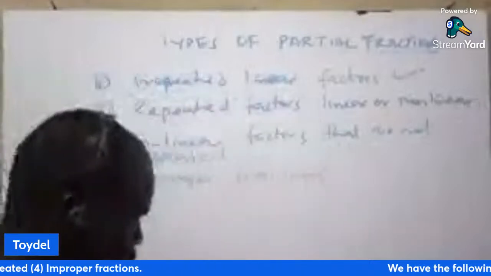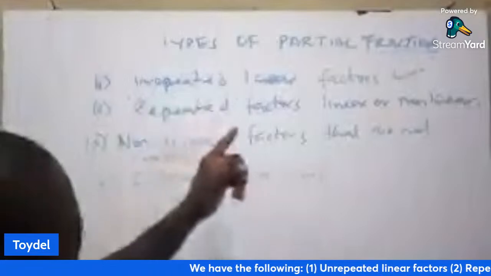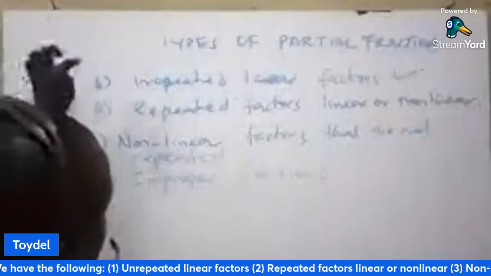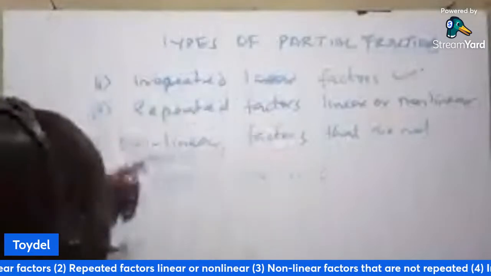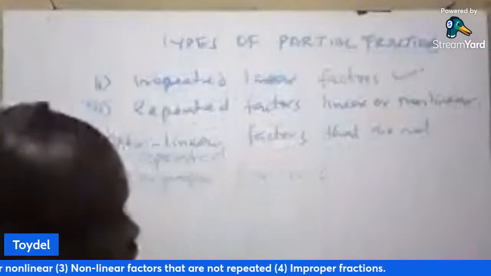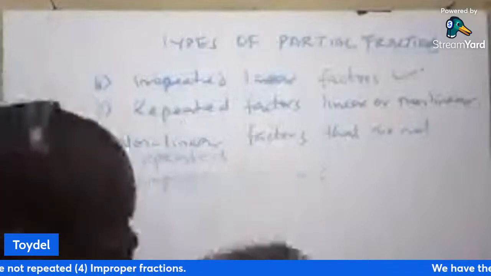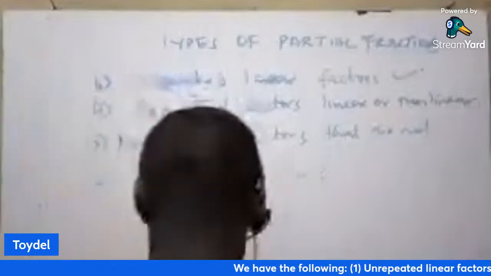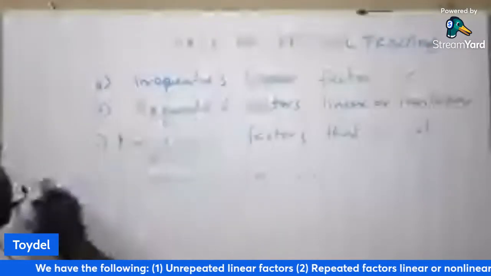So look at the four types of partial fraction that we have. The first is unrepeated linear factors, and the first example I gave is an example of this. The second is repeated factors, either linear or non-linear; I'm going to give an example on this. The third is non-linear factors that are not repeated; I'll give one example on this. The last is improper fractions. We are going to take one example each on these types of partial fractions.